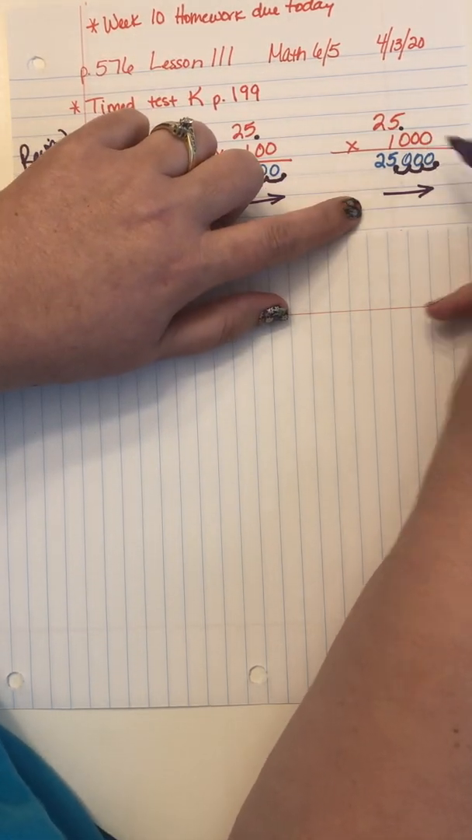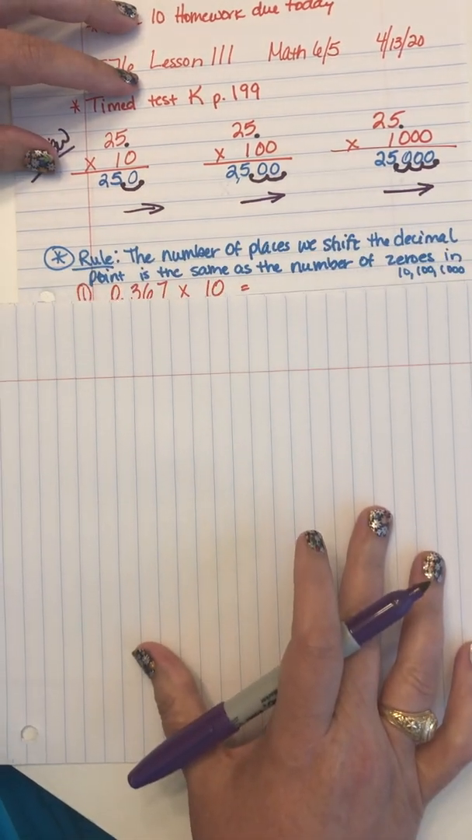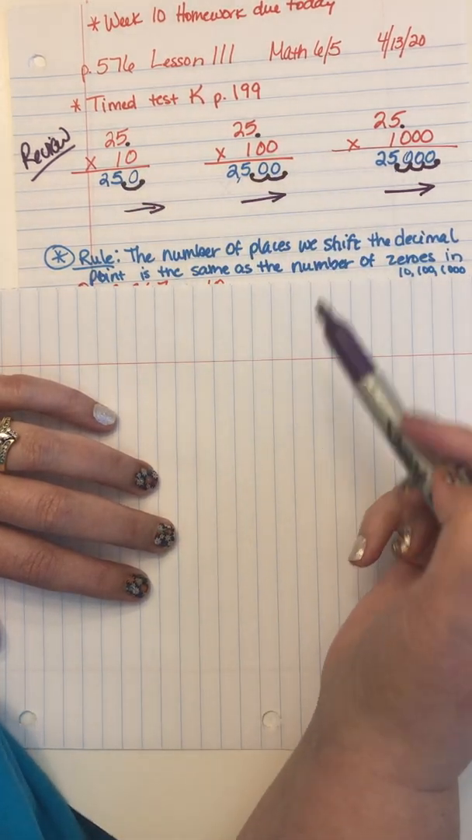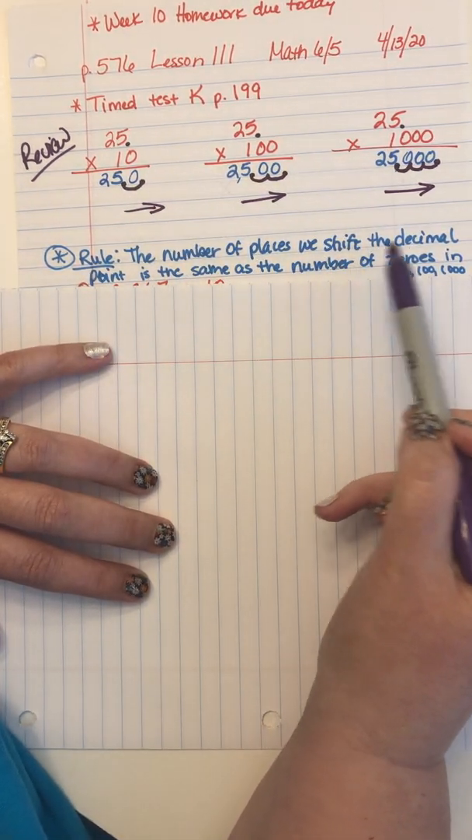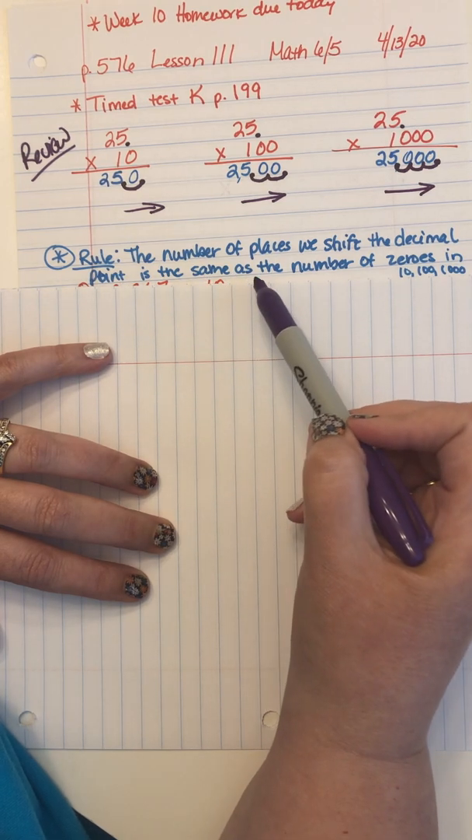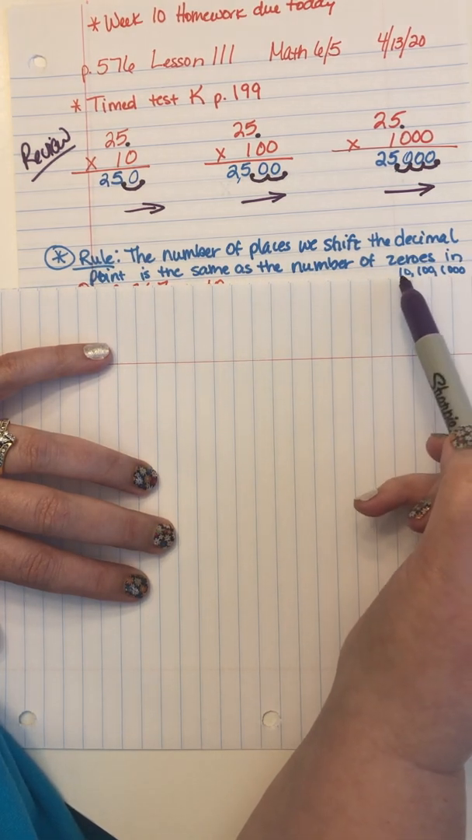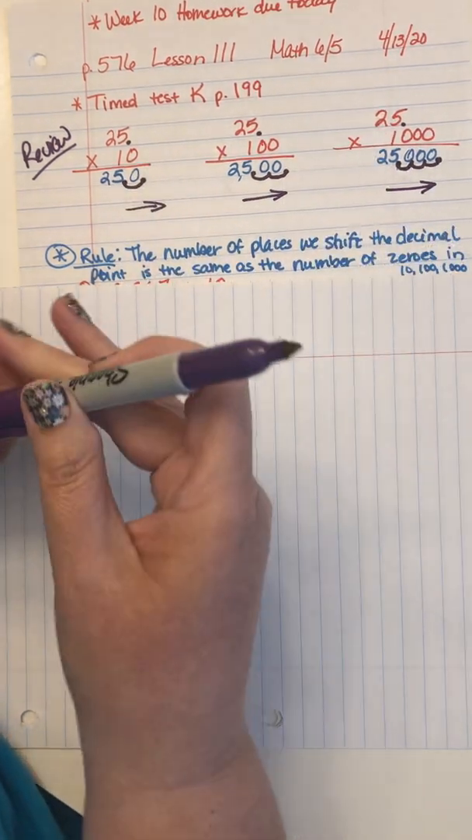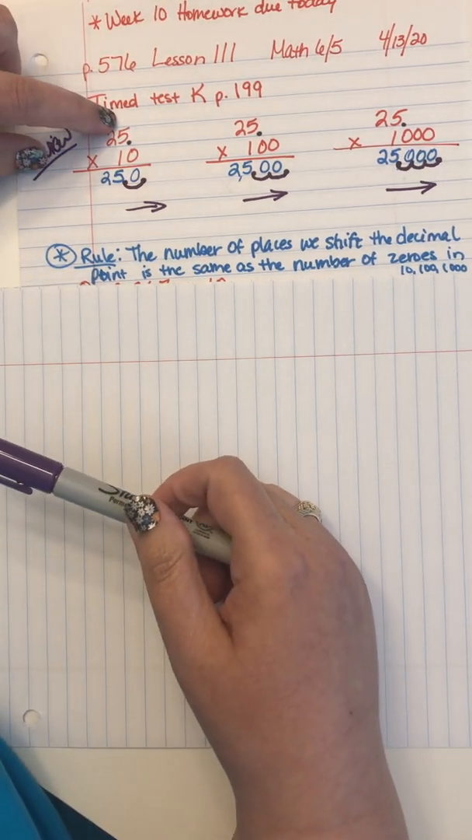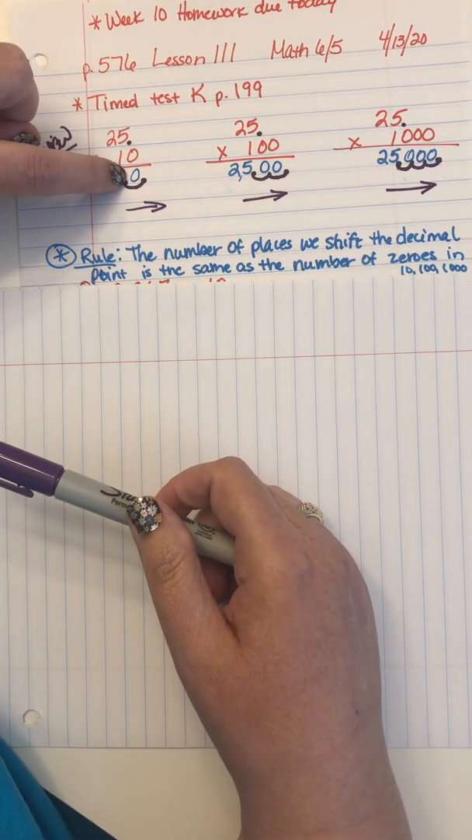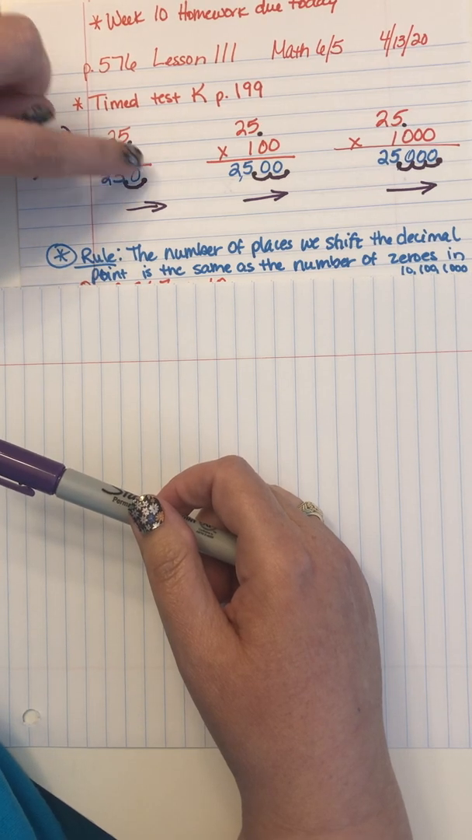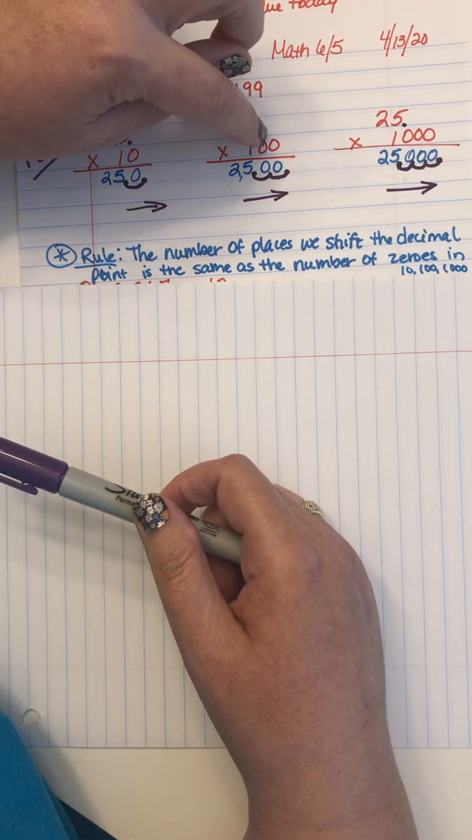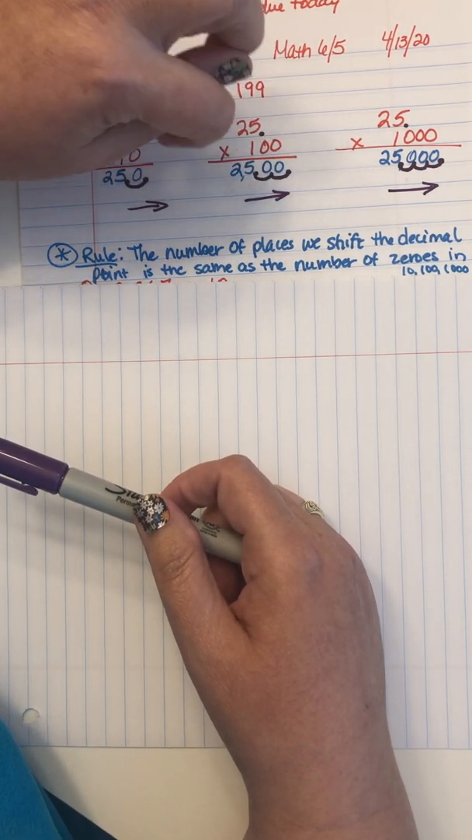1,000 has 3 zeros. So there's this rule about multiplying by 10, 100, and 1,000. It says the number of places we shift the decimal point is the same as the number of zeros in 10, 100, or 1,000. If we look back up here, we saw that. We multiplied 25 with our decimal place here times 10. We moved it one place over to make it 250, and we filled it in with a 0. 25 times 100, we moved it over 2 decimal places and filled it in with 2 zeros.